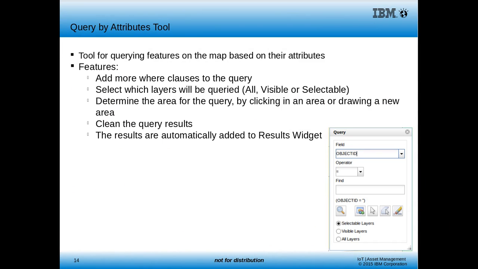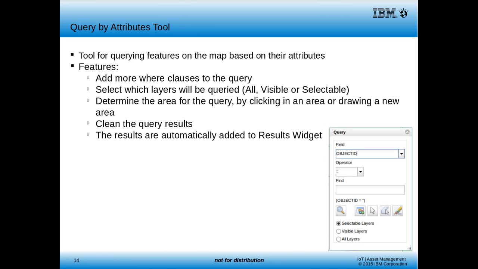Query by attributes tool. This tool is used for querying features on the map based on their attributes, based on all the attributes provided by the layer. In the query by attributes dialog, you can add more where clauses to the query that you are building. You can select which layer will be queried, all layers, visible or selectable layers. You can determine a small area for the query.